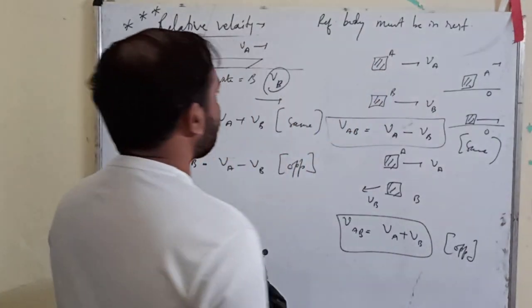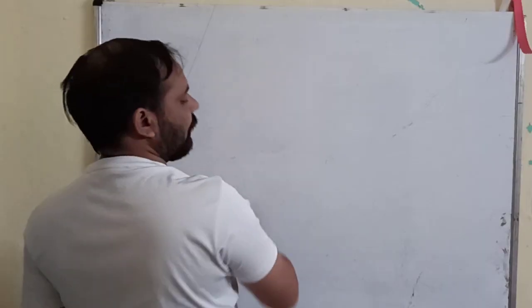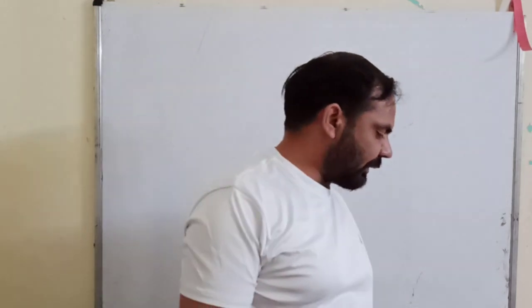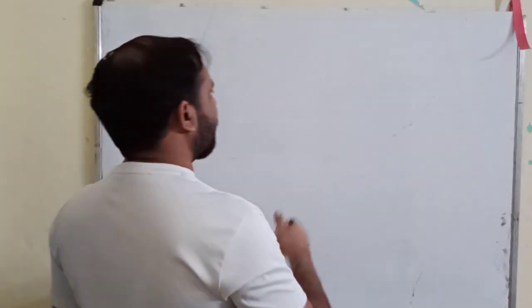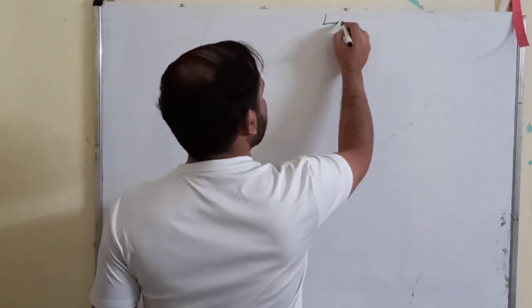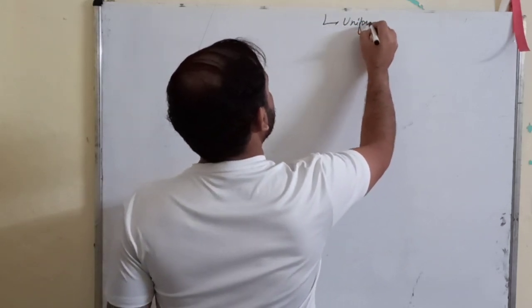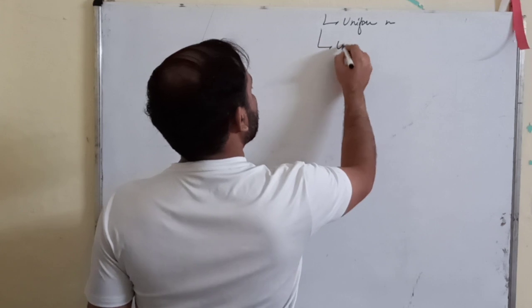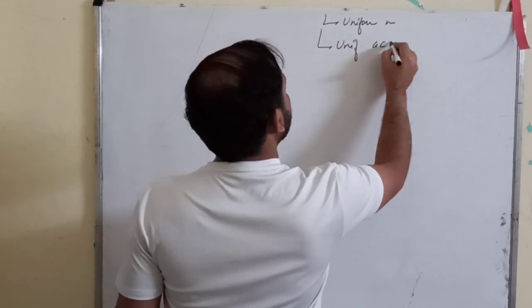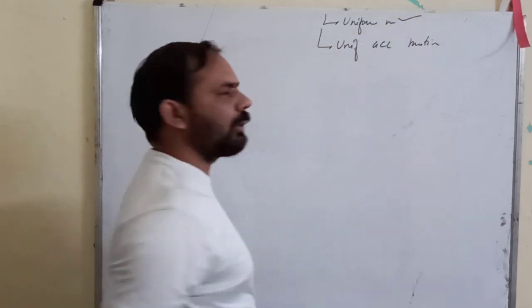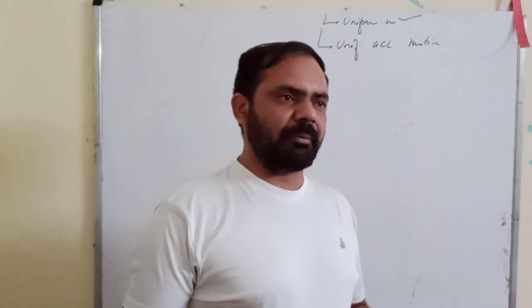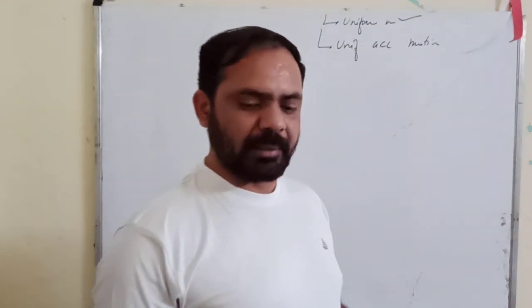In the last opposite case, okay, here we finished the first part of this chapter. I told you yesterday that we will discuss this chapter in two parts. One is uniform motion and the other is uniformly accelerated motion. So we finished this part here, uniform motion. Now we will start the uniformly accelerated motion.